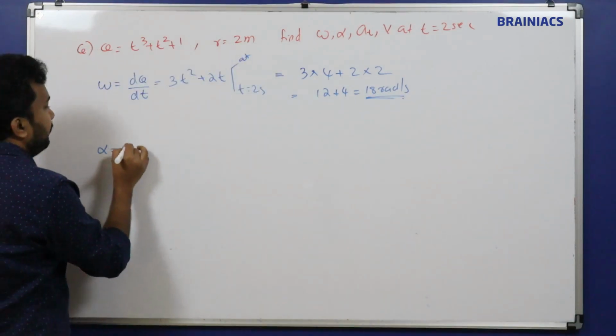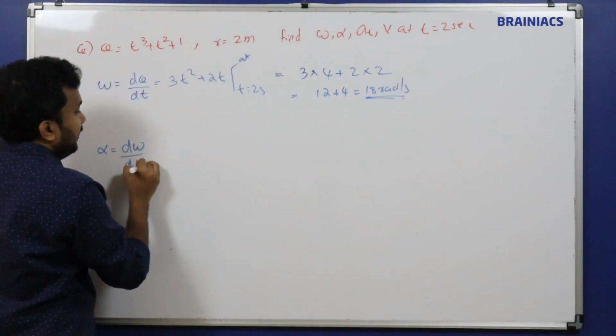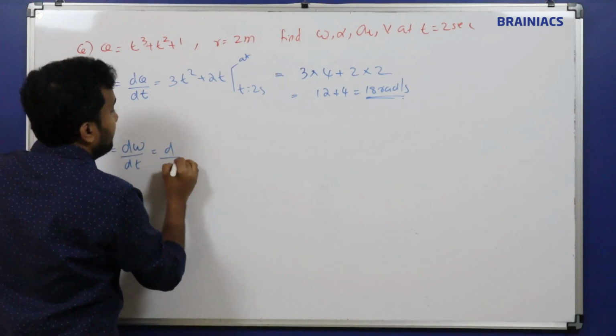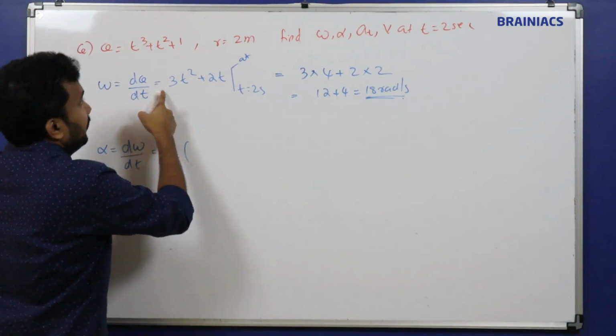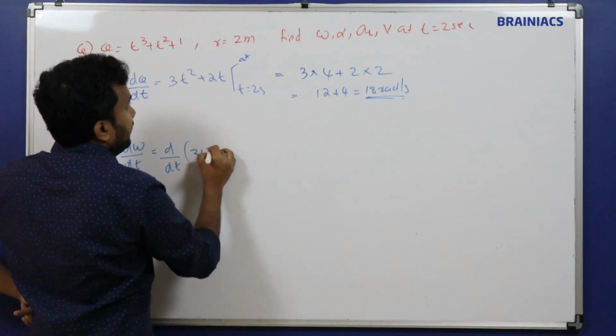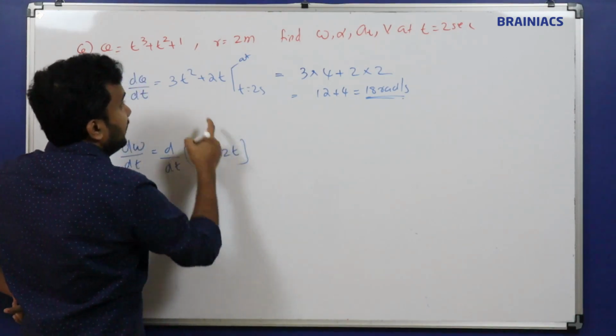Alpha. We know alpha is d omega by dt. So d by dt of omega, where omega is 3t square plus 2t.